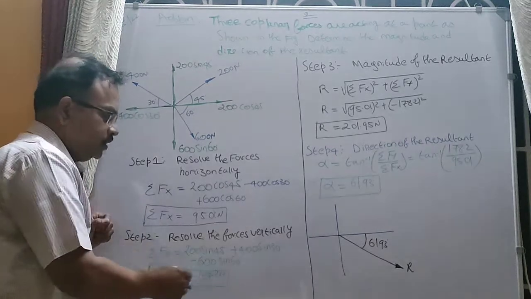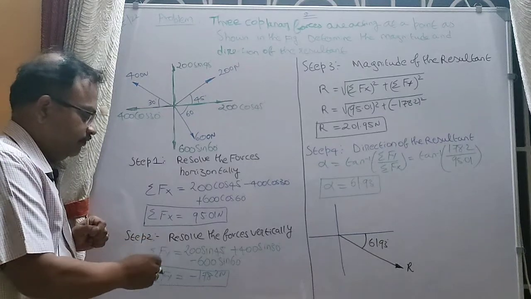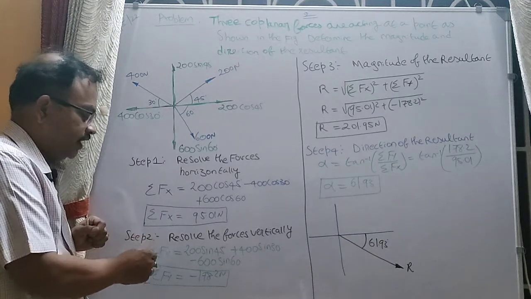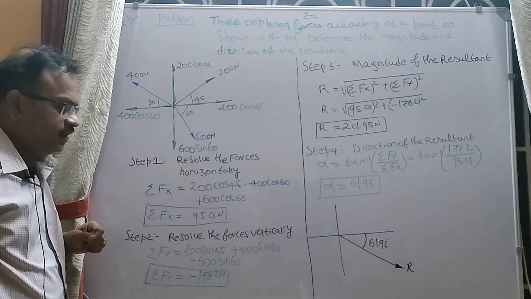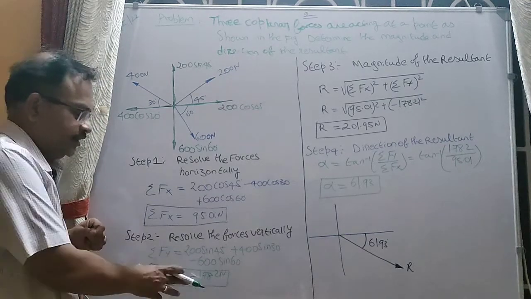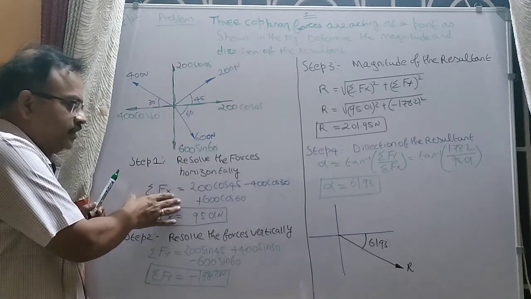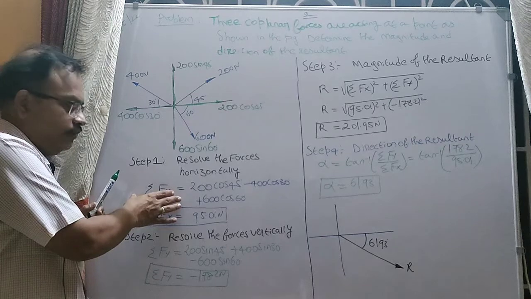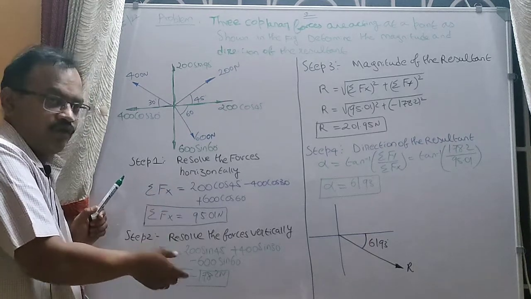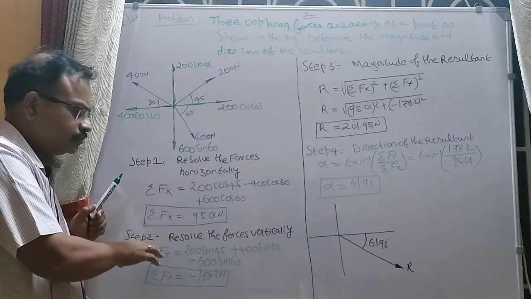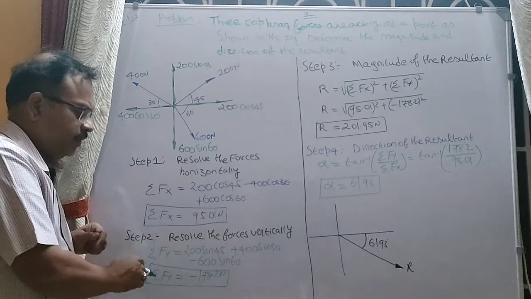Now if you sum all these three forces in the vertical direction, you will get the vertical component of the resultant, sigma Fy equal to minus 178.2 Newton. So that is step 2. You resolve all the forces horizontally and find the sum of all the horizontal components to get the sigma Fx value. Second, you resolve all the forces vertically and find the sum of all the vertical components to get sigma Fy.